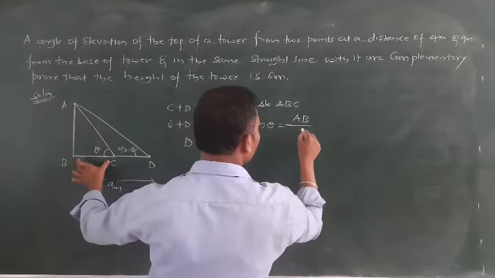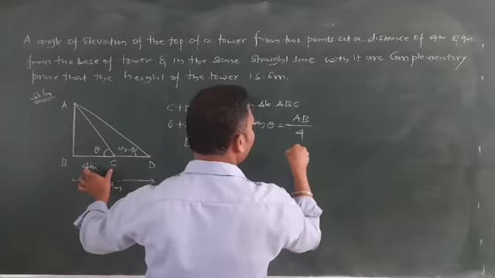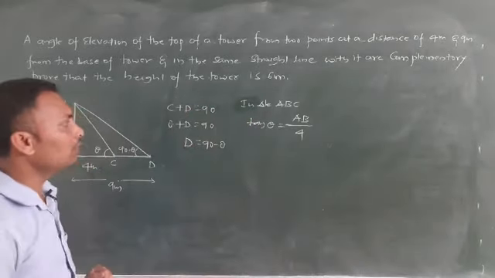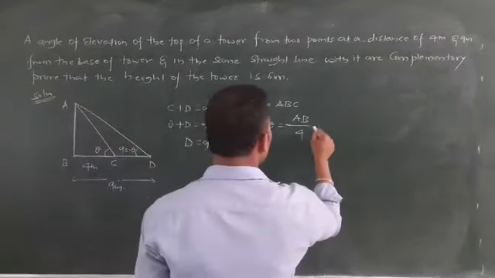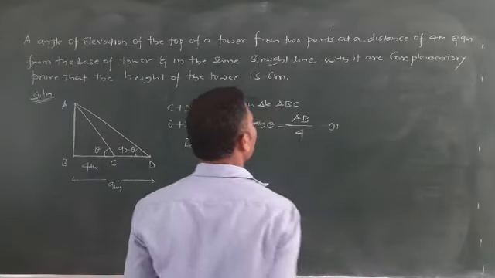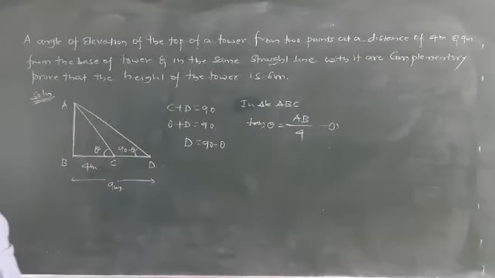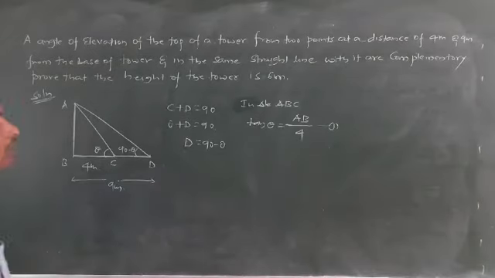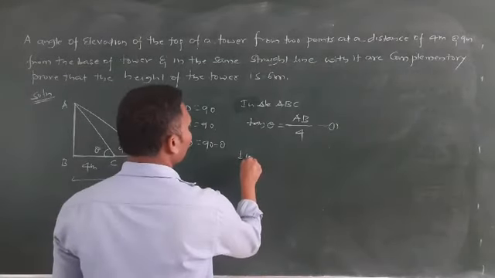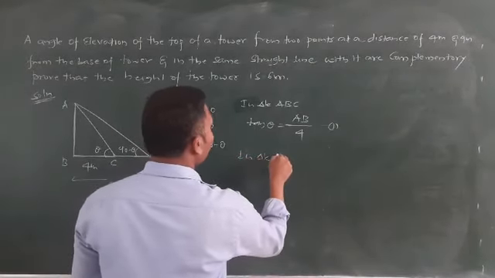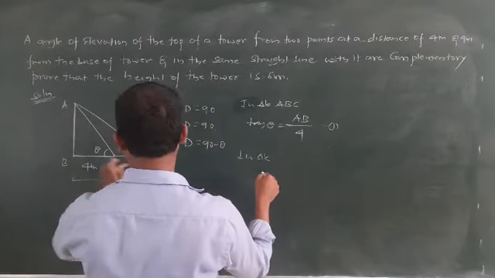Opposite by base is nothing but what here we have? 4. Directly I'll write it is 4. Now this is equation number 1 I'll take. Tan theta is equal to AB by 4 directly. Now again in triangle, in which triangle? ABD.